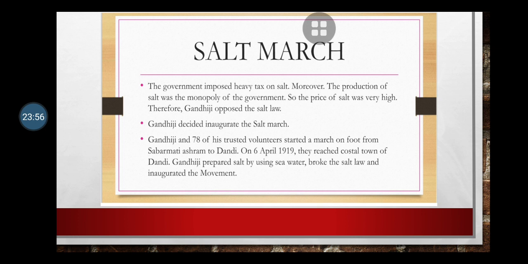The salt march started. The government imposed heavy tax on salt. Moreover, the production of salt was a monopoly of the government, so the price of salt was very high. Therefore, Gandhiji opposed the salt law. Gandhiji decided to inaugurate the salt march. Gandhiji and 78 of his trusted volunteers started a march on foot from Sabarmati Ashram to Dandi. On 6 April 1930, they reached the coastal town of Dandi. Gandhiji prepared salt by using seawater, broke the salt law, and inaugurated the movement.